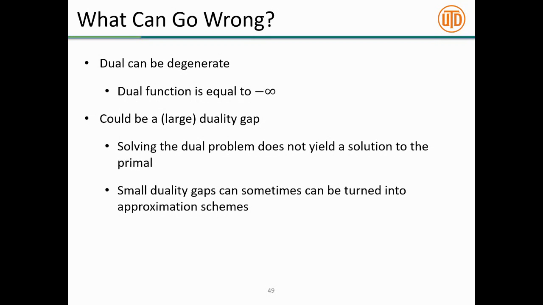So what can go wrong? So I think I mentioned a couple things. The first is that the dual function could just be equal to minus infinity.